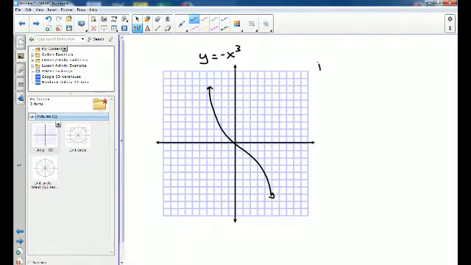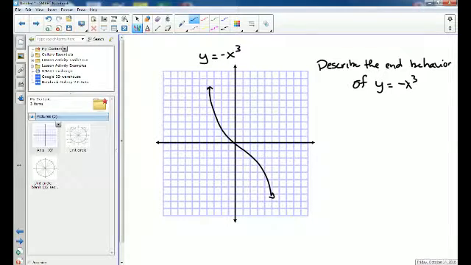Describe the end behavior of that function. Get caught up, you write it down.